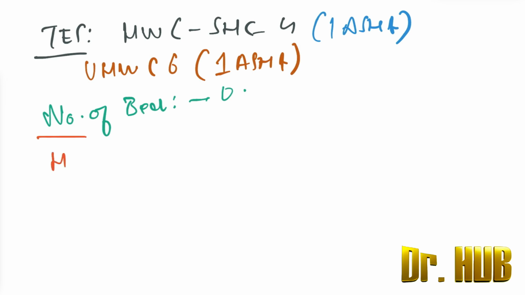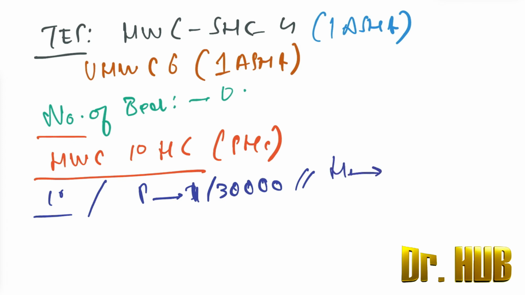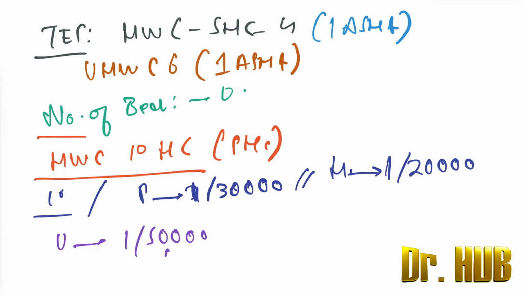Next we will look at the HWC, the primary health center. This is the PHC. The health level is primary, and looking at the plains, it will be 1 per 30,000. Then in the hilly areas, it is 1 per 20,000. In urban areas it will be 1 per 50,000, as well as 1 per 2.5 to 3 lakh. This is in case of polyclinic.